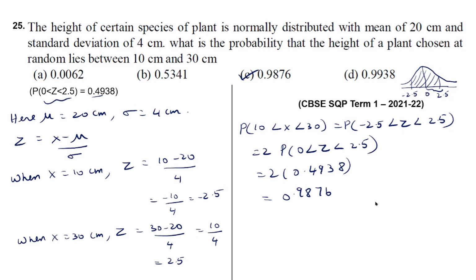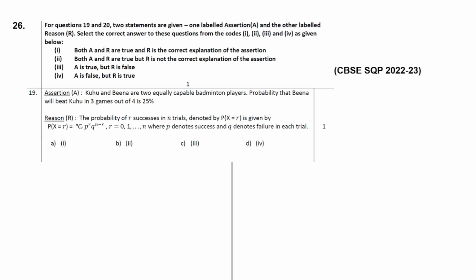So these are the various questions from last year's sample paper. And now we will see the questions from this year's sample question paper. So here for the following questions, 2 statements are given, one labeled assertion A and the other labeled reason R. Select the correct answer to these questions from the codes 1, 2, 3 and 4 as given below. Code 1 says both A and R are true and R is the correct explanation of assertion. Code 2 says both A and R are true but R is not the correct explanation of the assertion. 3, A is true, R is false. 4, A is false but R is true.